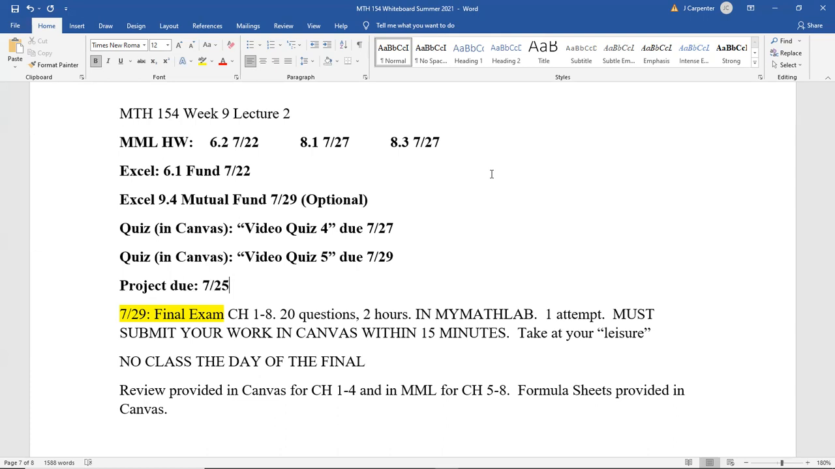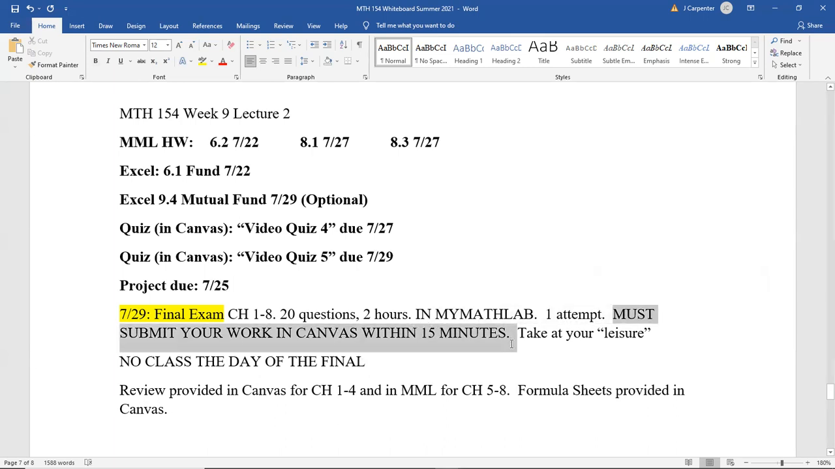So final, chapter 1 through 8, 20 questions, 2 hours. So that portion is very similar to the midterm. It will be in my math lab, just like the midterm. It will be at the top like it was last time. You will only get one attempt on this. You have to submit your work in Canvas within 15 minutes like last time.